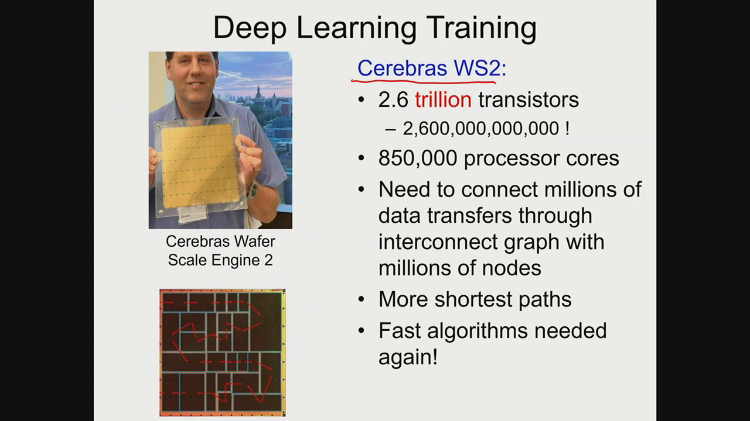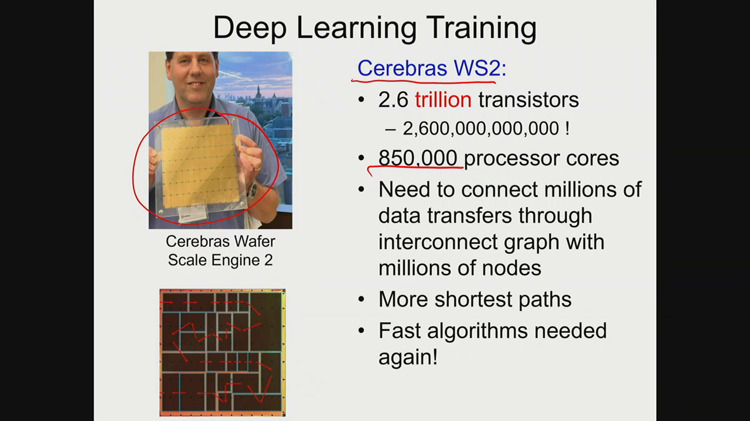Okay, so Cerebras is a startup that has a big office here in Toronto. Lots of my former students are there now. They take an entire semiconductor wafer and make a machine learning training system out of it. This wafer has 2.6 trillion transistors in it, and they use those to make 850,000 processor cores. Your laptop might be 2-core or 4-core or maybe even 8-core. This is like an 850,000 core system.